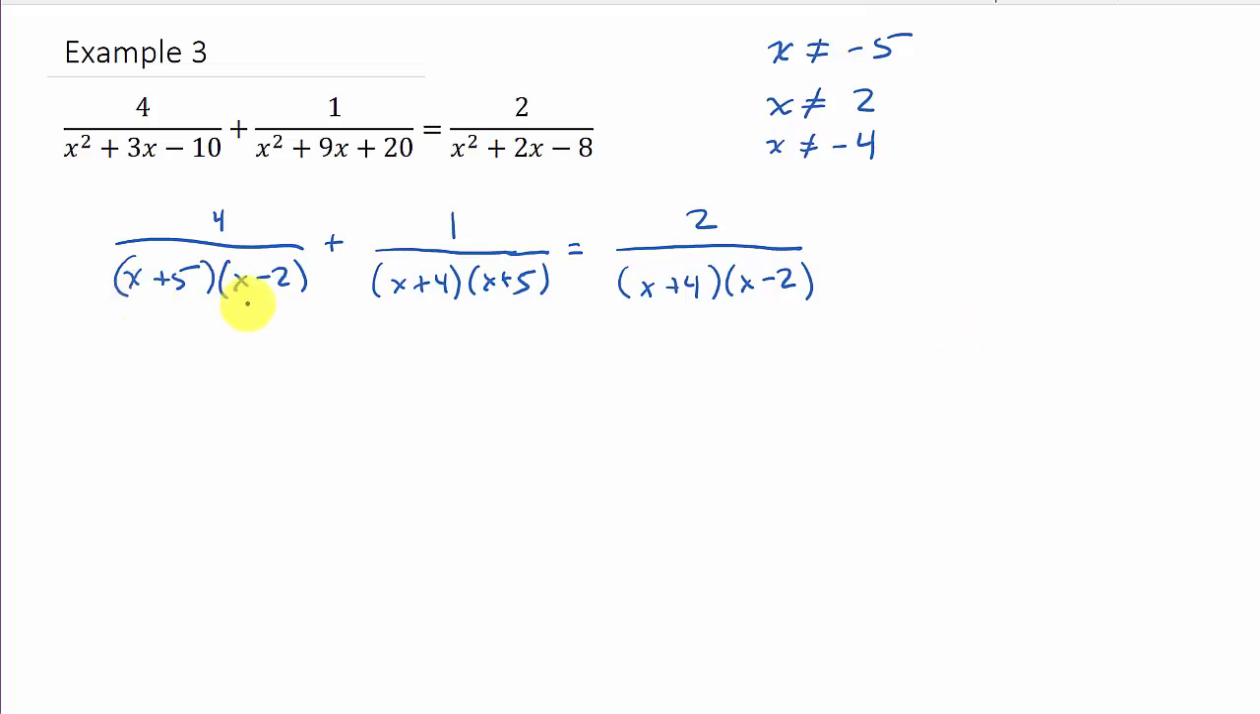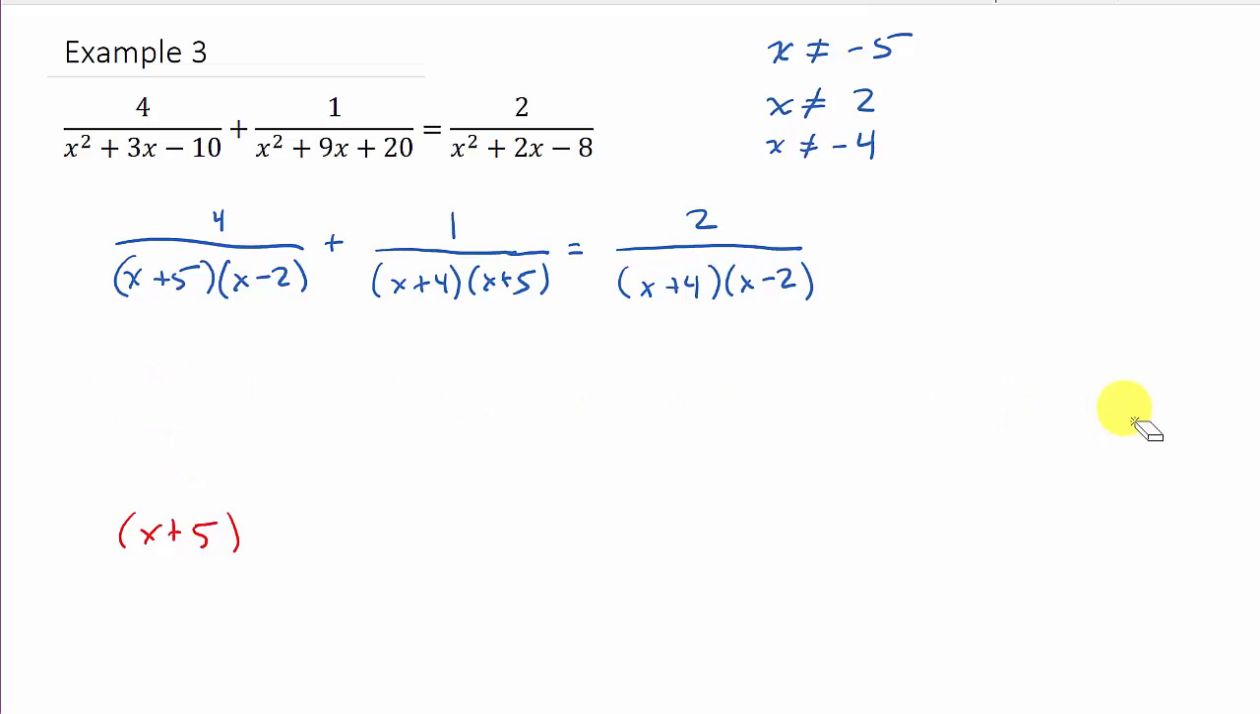So look at each different factor. First let's look at the x plus 5. In this denominator, it appears 1 time. In this denominator, the x plus 5 appears 1 time. In this denominator, the x plus 5 appears 0 times. So the most number of times it appears in any denominator is once. So x plus 5, we use it 1 time.